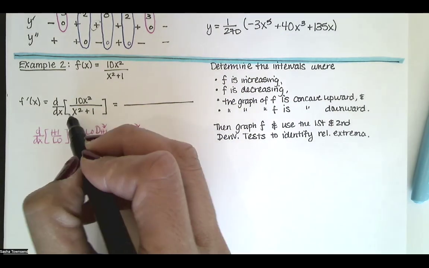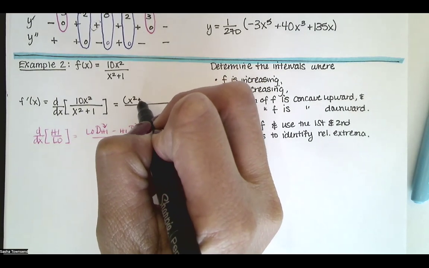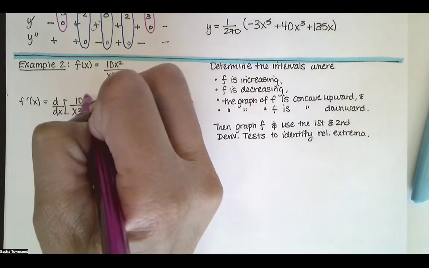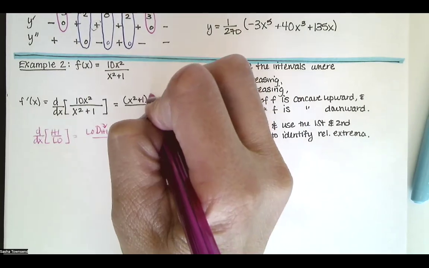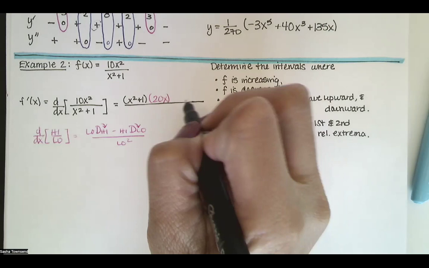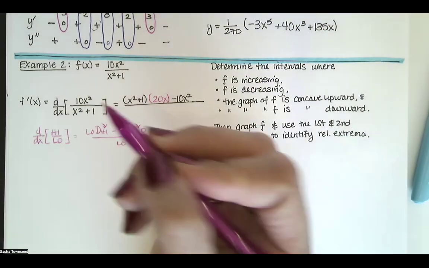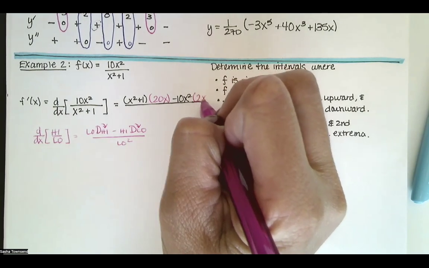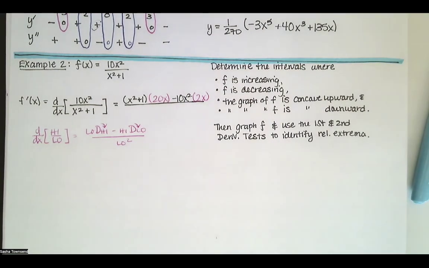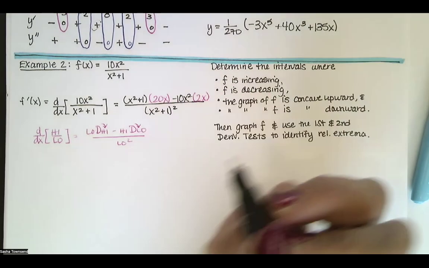So when I'm evaluating this derivative, this is my low function. So low d high is the bottom function times the derivative of the top function. The derivative of 10x squared is just 20x. And then we subtract high, which is 10x squared. And we multiply by d low. The derivative of x squared is 2x. And the derivative of 1 is 0. So we just get a 2x. And then we're dividing all of that by the quantity x squared plus 1, quantity squared.